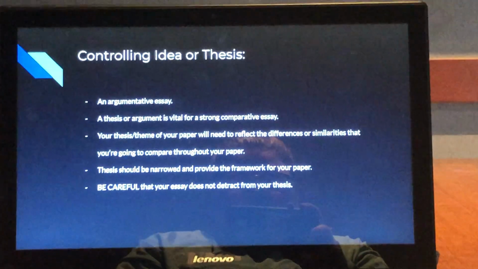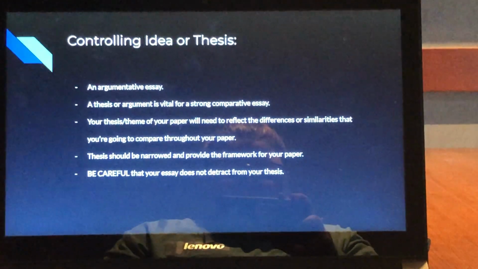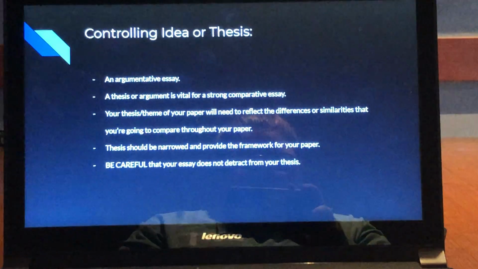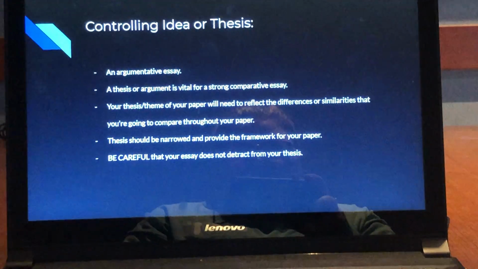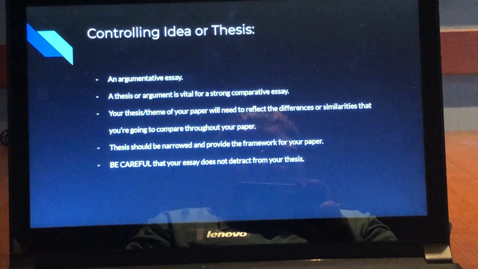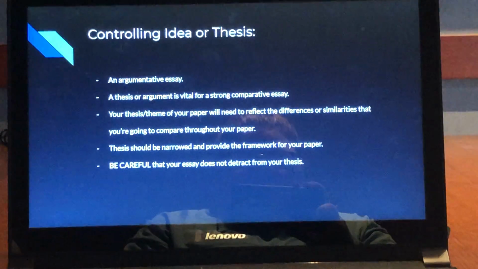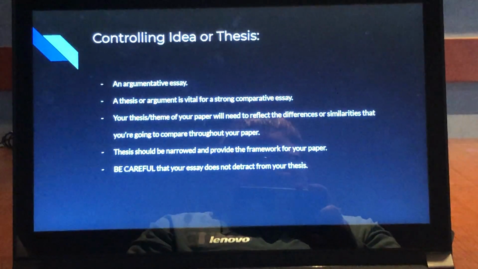So some controlling ideas, or your thesis, and basically how to construct that. Your thesis is like your main focal point of the essay. You want your essay to be argumentative, so try and make your thesis argumentative. It is vital for a strong comparative essay. You want to start off strong.